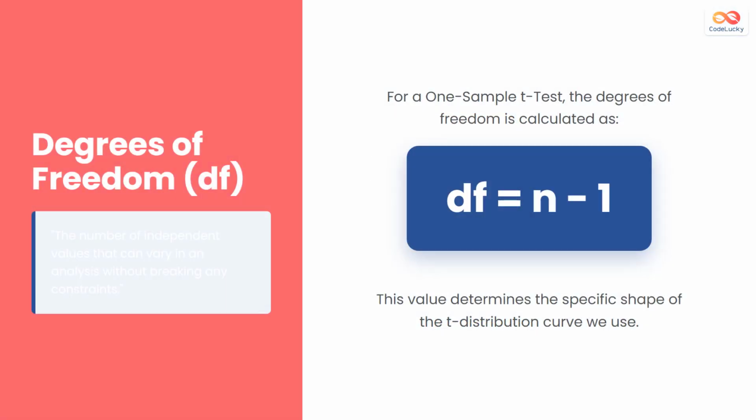A crucial concept here is degrees of freedom, often abbreviated as df for a one-sample t-test. This is calculated as the sample size, n-1. This value determines the specific shape of the t-distribution curve we will use for our analysis. A smaller sample size results in a different curve shape compared to a larger one.